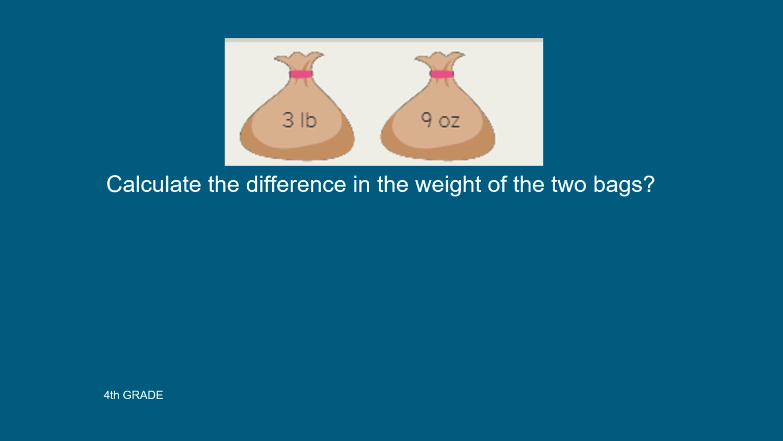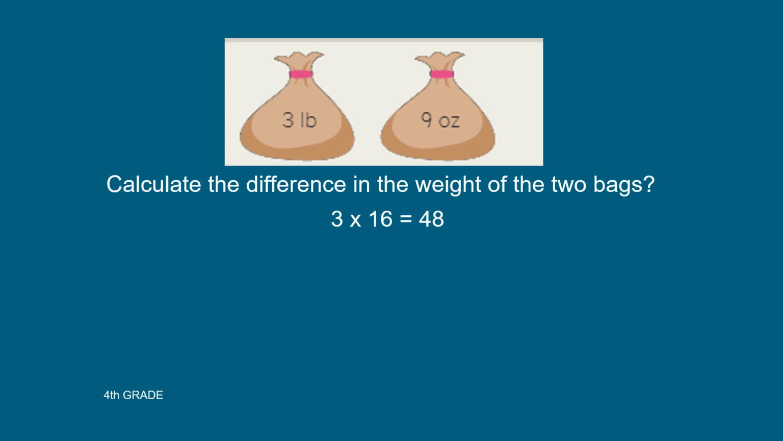There are several ways to solve this problem. Here's how I thought about it. First, I calculated how many ounces are in 3 pounds. Since I know that there are 16 ounces in 1 pound, 3 times 16 will tell me how many ounces are in 3 pounds. There are 48 ounces in 3 pounds.